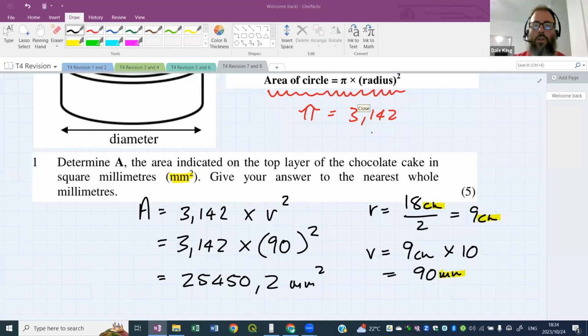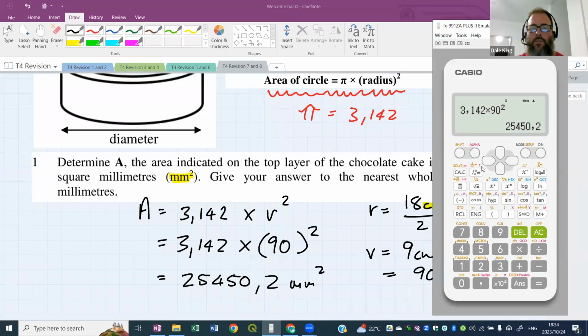Mohammed, just check your screen. Yes. Hello, sir. So what I did is 3.142 times, and I put 90 in brackets, and then I put square, and I get 25.45, because the formula says radius in brackets squared. Try it, and you get 25.45. So rounded it off, right? Check my 90 brackets. Put 90 in brackets, sir.